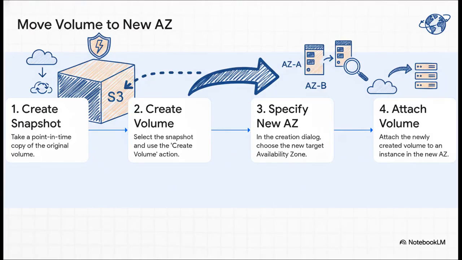This process really shows you just how powerful snapshots are. It's simple, really. You just create a snapshot, which is like a perfect photo of your volume at that exact moment. Then, from that snapshot, you can create a brand new identical volume in any other availability zone in that same region. This is the bedrock technique for disaster recovery and moving data around in AWS.